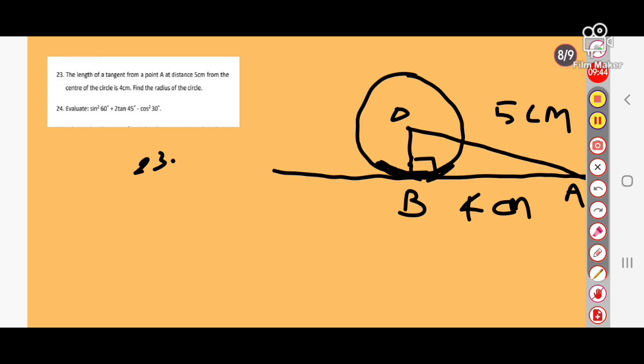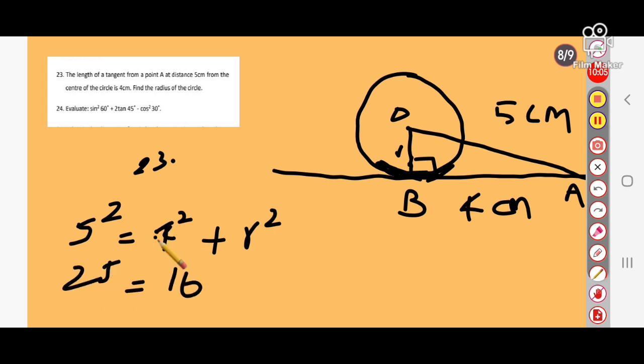Okay. Again, with this diagram, we can apply the Pythagoras theorem, because it forms a right angle by the theorem in circles. So 5 square equals 4 square plus the radius r square. OB will be the radius, let it be r. 25 equals 16 plus r square. Therefore, the r square value will be 9. Therefore, the radius of the circle r equals 3.